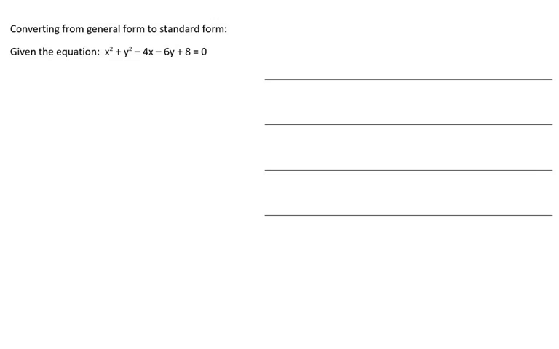What we're going to talk about in this video, though, is what happens if we are given the general form of the equation, as you can see here, and I want to bring it back to standard form. So the very first thing I'm going to do when I'm given this general formula is I want to start by grouping my variables together on the left, and I put my numbers on the right.